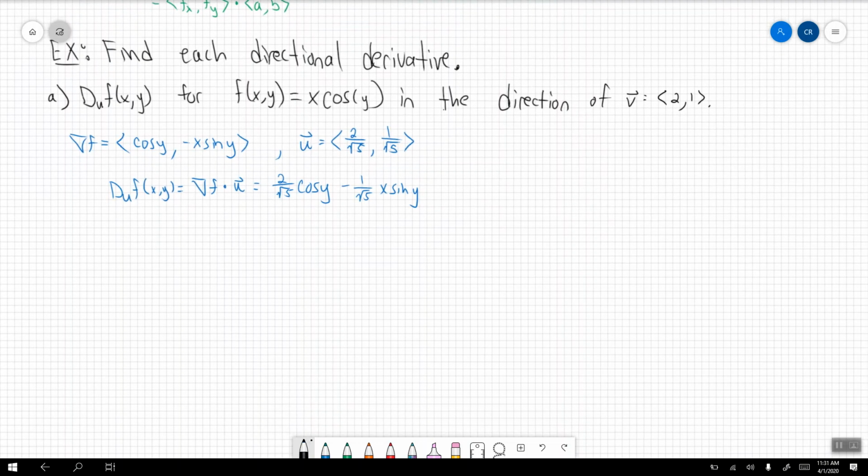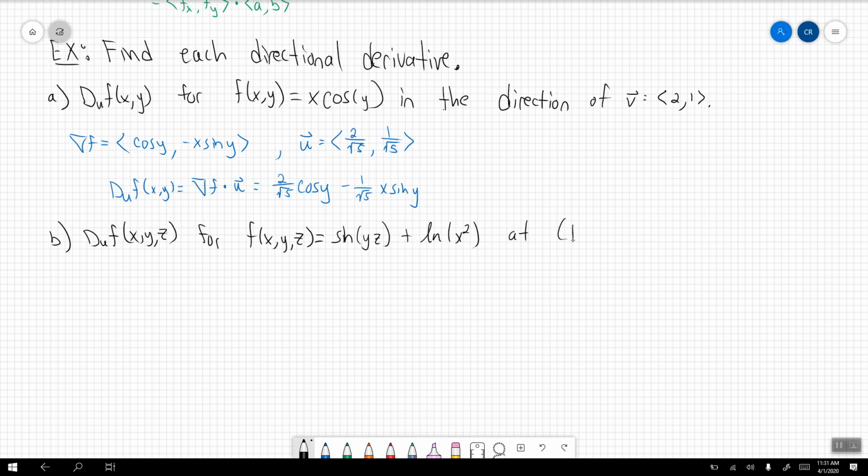Part B. Part B, we want to find the directional derivative for the function f of x, y, z, which is given by sine of yz plus natural log of x squared. And we want this at the point 1, 1, pi. And this is going to be in the direction of v, which is 1, 1, negative 1.